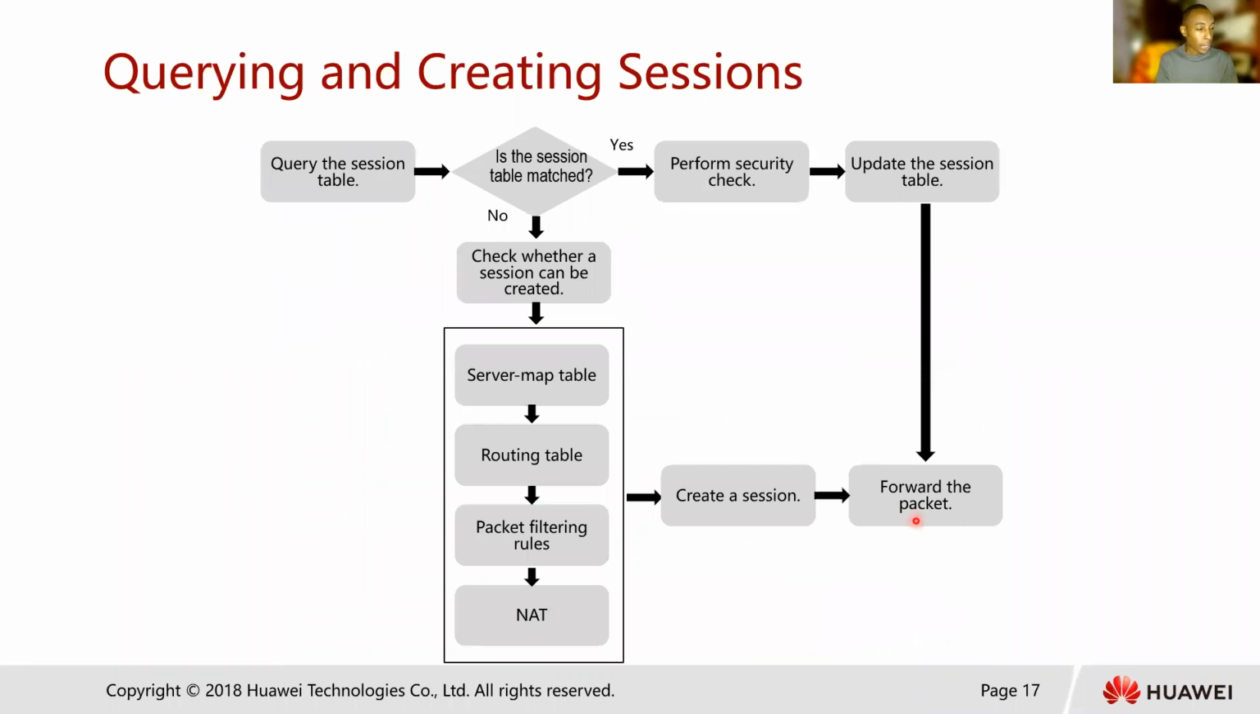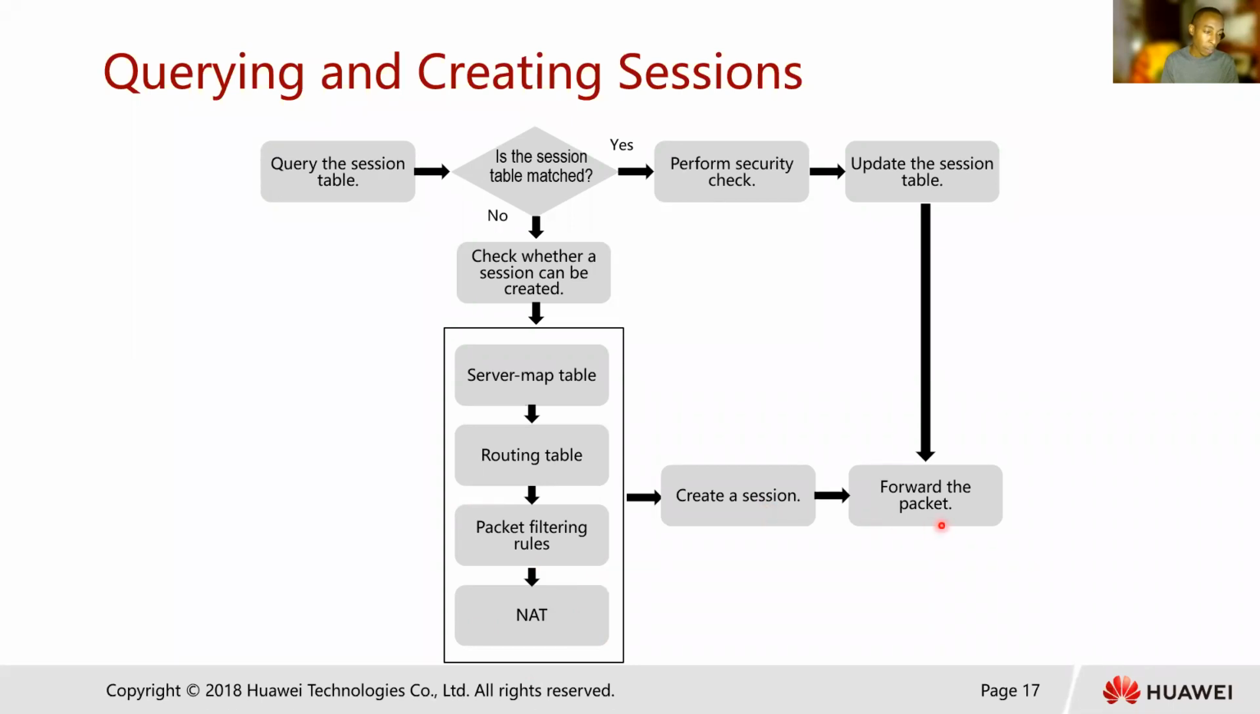There's some detail about this, like a flowchart of how it works. So it will query the session table. Is there something that has matched? If there's nothing, it will do the first packet process, and here it checks whether a session can be created. If it can be created, it will confirm the server map table, the routing table, the packet filtering rules, as well as the NAT. Then it will create the session and forward the packet.